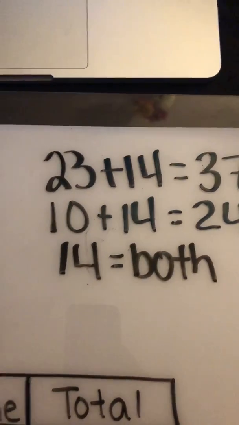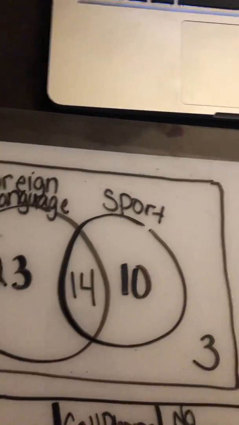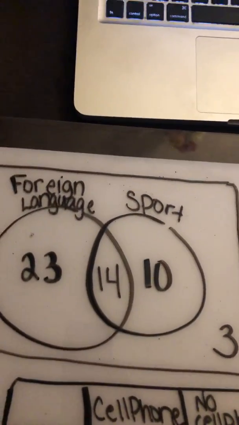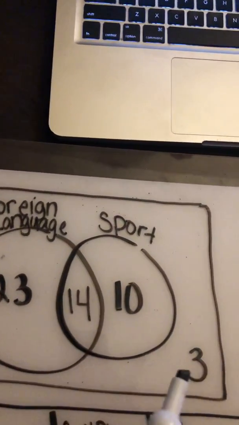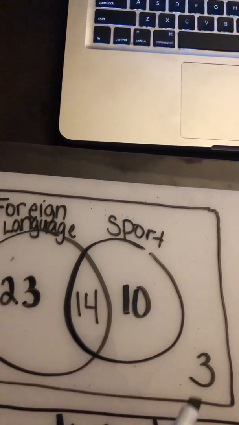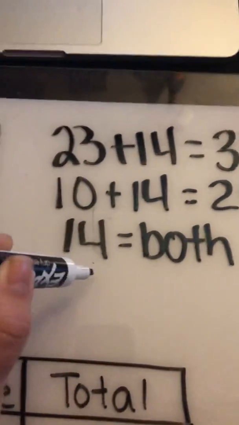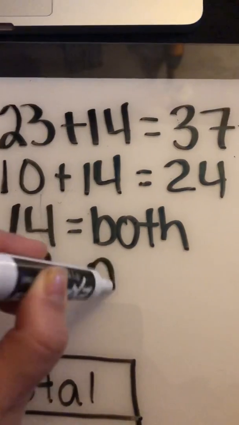And then it says, how many students do not play a sport and do not take a foreign language? In a Venn diagram, if it's not part of the data, that number would be on the outside of your circles. So that answer would be 3. I'm going to put neither.